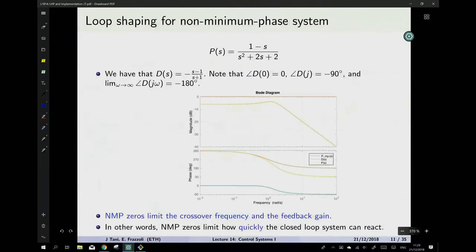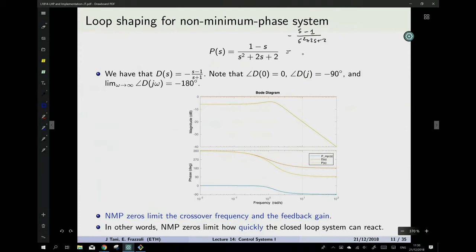So let's look at an example. Suppose we have a plant that is open loop stable, so the poles have negative real parts, but it has a non-minimum phase zero. Well, can you see the colors? Yes, right? So if you look at the minimum phase plant, we could rewrite this as what? Well, 1 minus S is ugly, right? So let's write this as minus S minus 1, right? Is this correct? Yes. Over S squared plus 2S plus 2, okay?